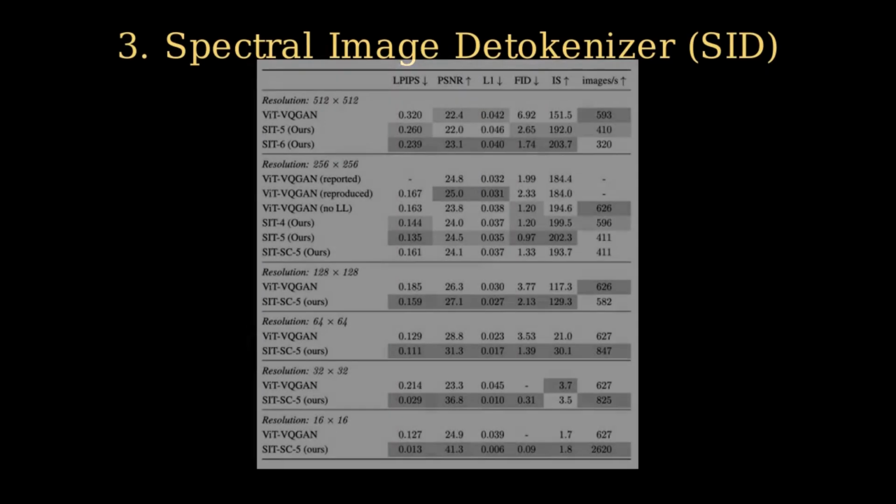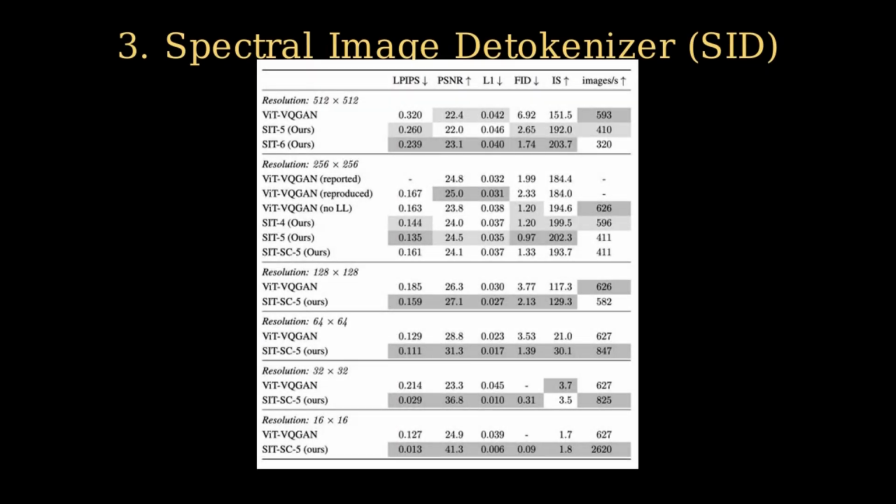Moving on to the detokenizer component, the spectral image detokenizer, or SID, acts as the mirror image of the tokenizer. It takes the hierarchical multiscale tokens and flawlessly reconstructs them back into pixel space. As demonstrated in these ImageNet reconstructions, the grid confirms that SID retains astonishingly high fidelity.